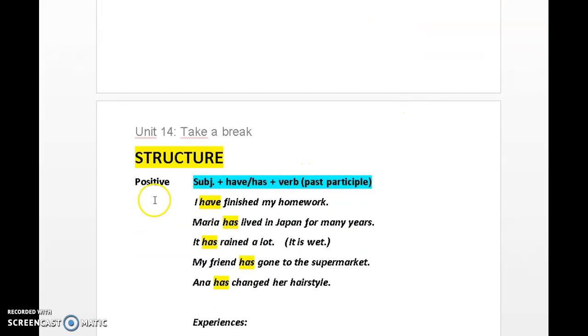This is the structure for positive sentences. The subject, the auxiliary have or has, the verb in past participle form. For example, I have finished my homework. Maria has lived in Japan for many years. It has rained a lot. My friend has gone to the supermarket. Anna has changed her hairstyle.